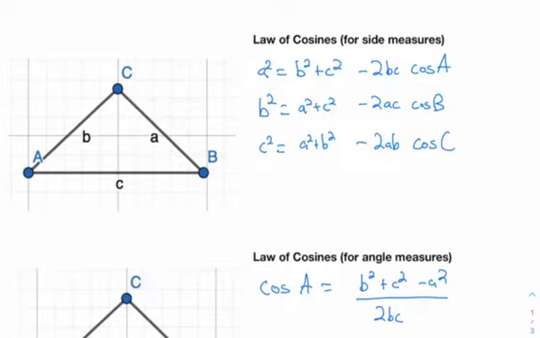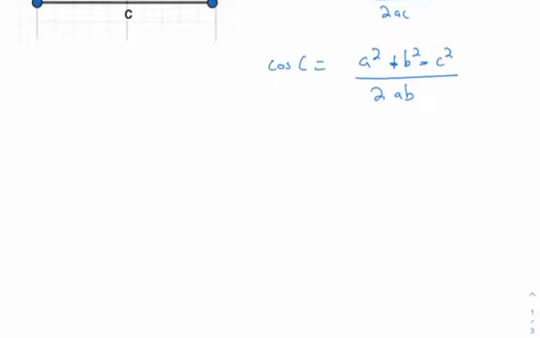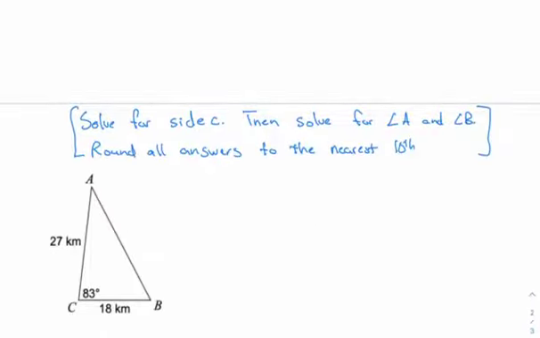So in this video we're going to be using the law of cosines to solve a triangle with two sides and an included angle. So first, before we go over the formulas, let's just talk about what it means to have two sides and an included angle. So let's look at this triangle here.